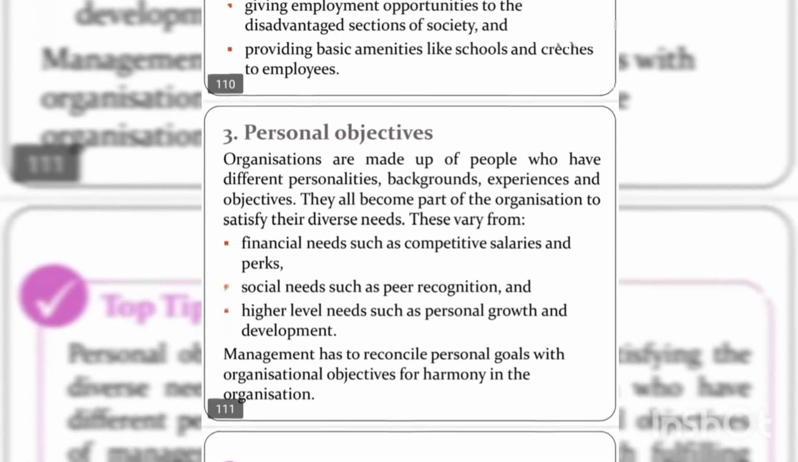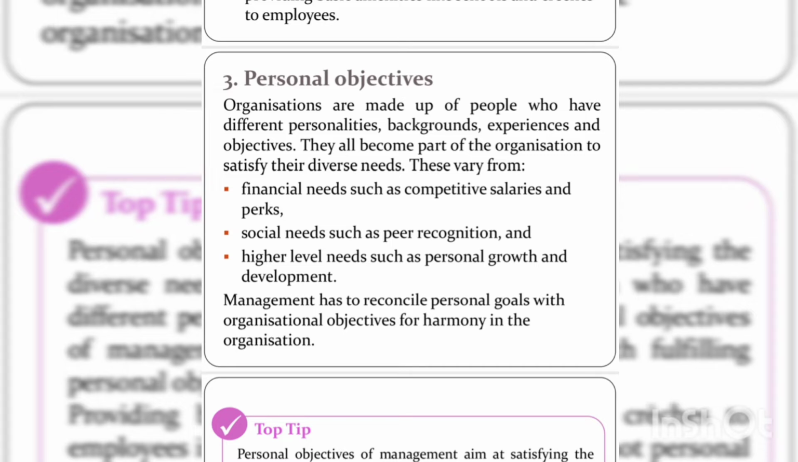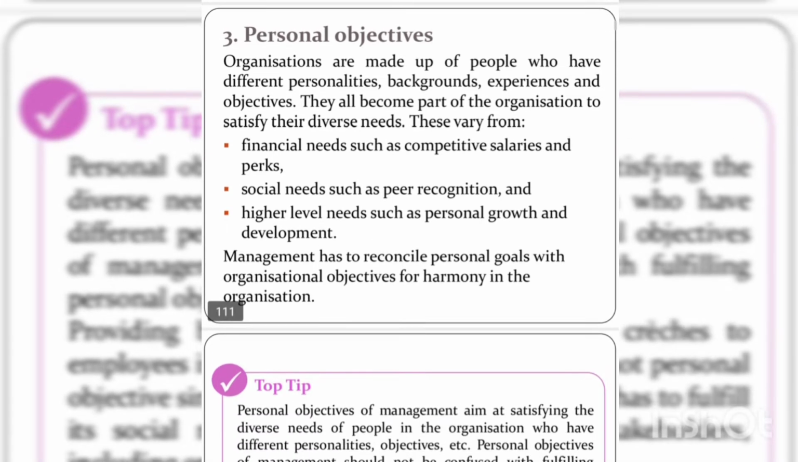Moving on to the next objective, we have personal objective. Personal objective is where people have different personalities, backgrounds, experiences, and objectives that need to be fulfilled. Because people have diversified needs, they feel that these needs have to be satisfied. You can understand more clearly with the help of certain examples.